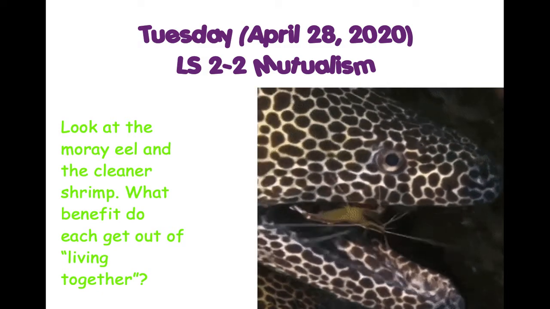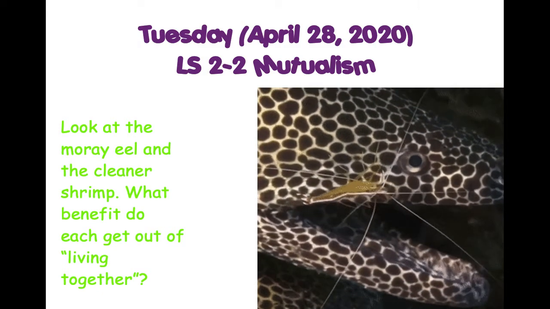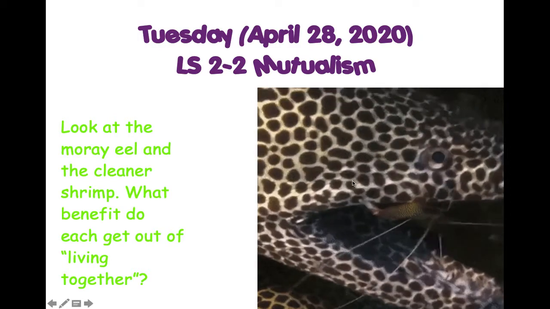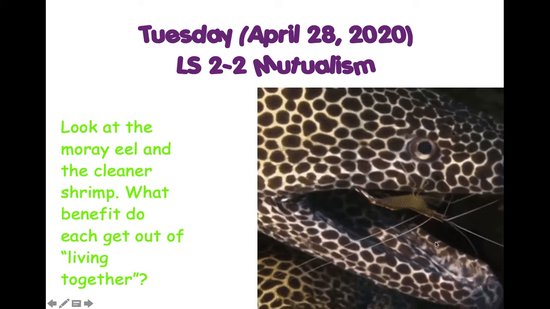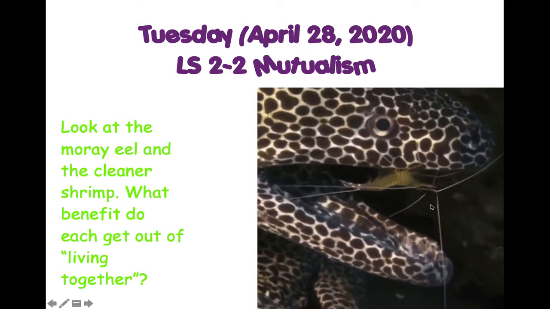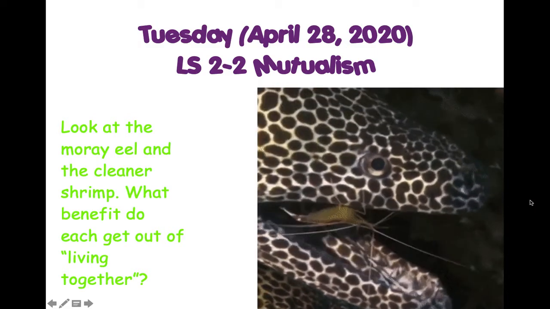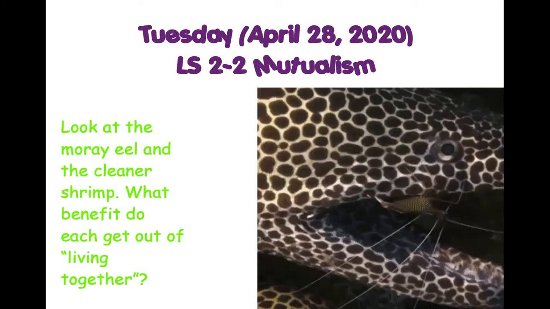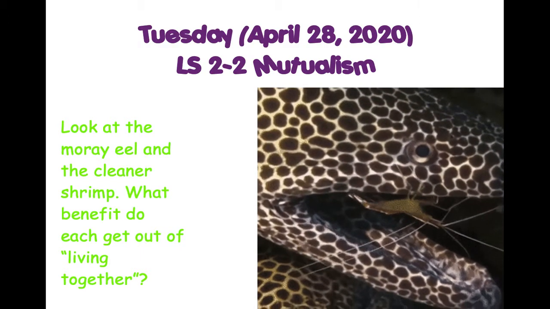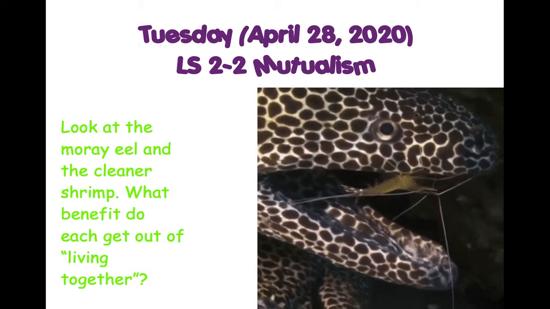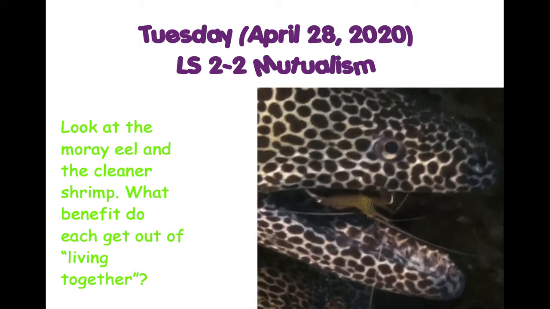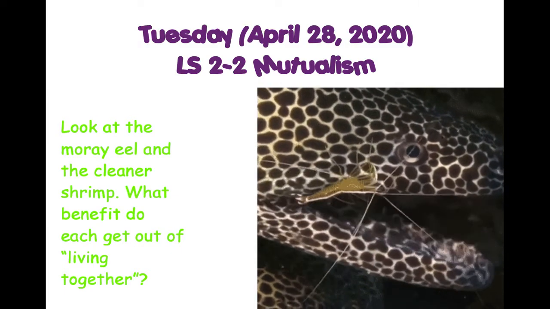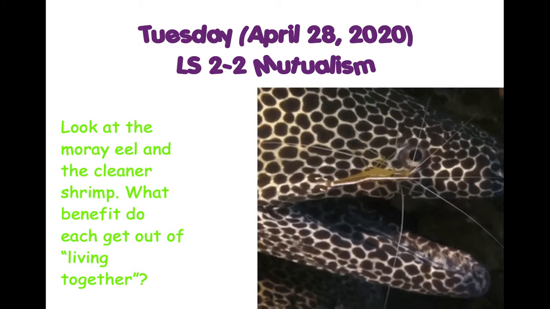Can you tell how? So what's happening is that the cleaner shrimp is eating the parasites or the leftover foods from inside the moray eel's mouth. And so the cleaner shrimp is obviously getting some food and glucose. But what does the moray eel get out of it? Well, it gets cleaned. So it has fewer parasites. It has cleaner teeth and stuff like that. So in this case, they both benefit, which is a good example of mutualism.